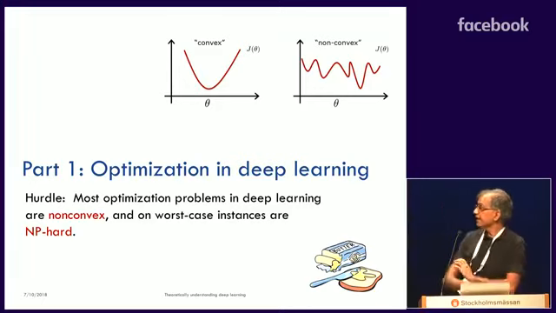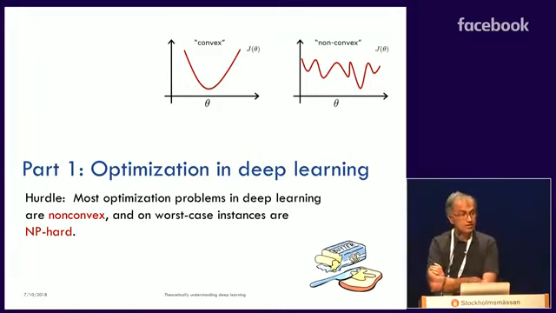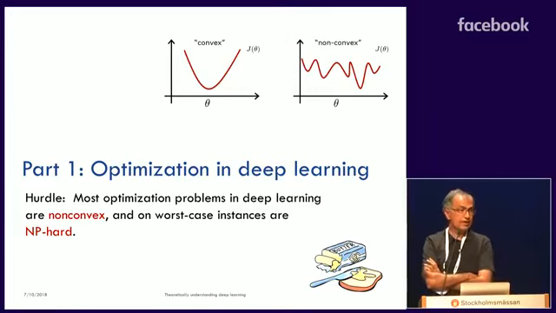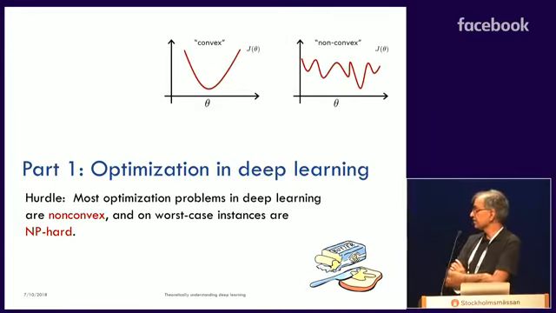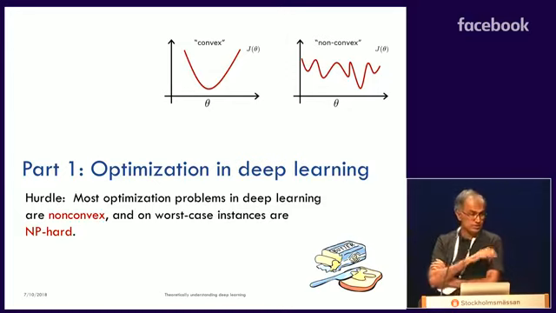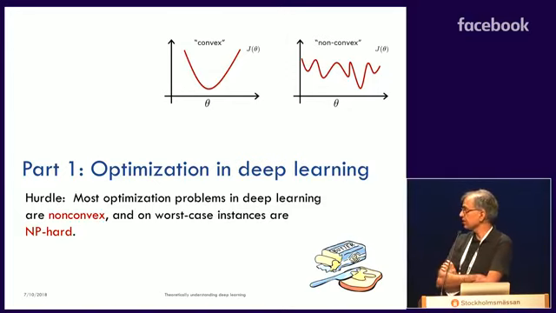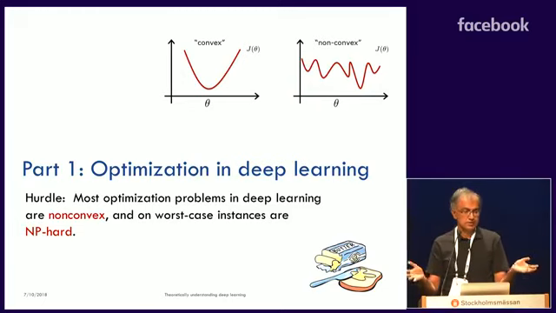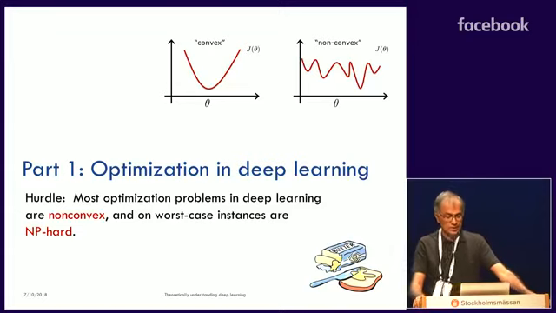So as I indicated, the hurdle in developing the theory of optimization for deep learning is that most of these optimization problems, even simple subcases, are non-convex. And if you are interested in computational intractability, then on worst-case instances, most of these problems are NP hard or something like that, some such hardness notion. And so you don't expect to have a provably polynomial time algorithm for these problems, at least on worst-case instances. So how do you proceed with that?